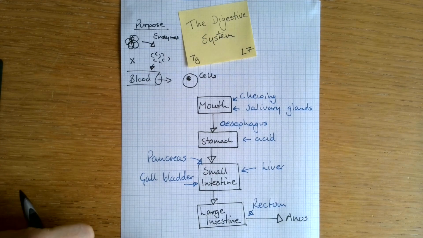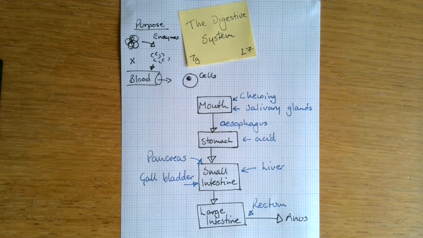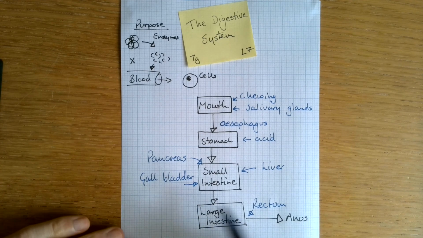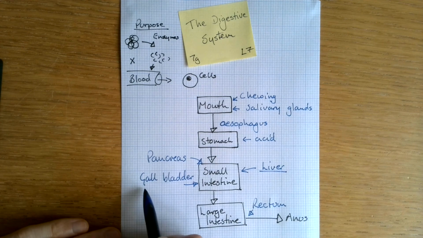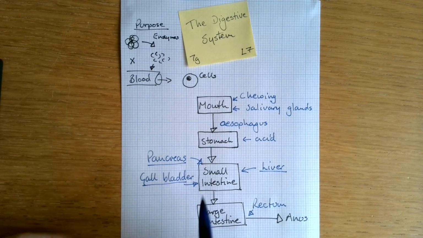So these are the main parts of the digestive system. We start in the mouth, move on to the stomach, then to the small intestine, and then to the large intestine, and other organs that help along the way. Talk about the liver, gallbladder, and the pancreas.